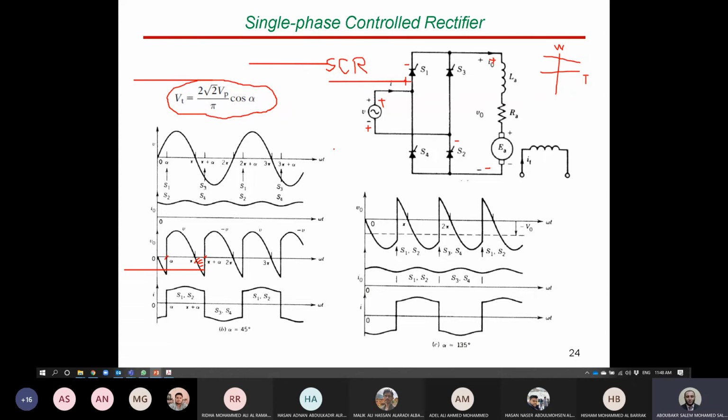So now, for the figure or the waveform we can see here, let's focus on V out as a waveform. For this V out, what will happen if we increase alpha?